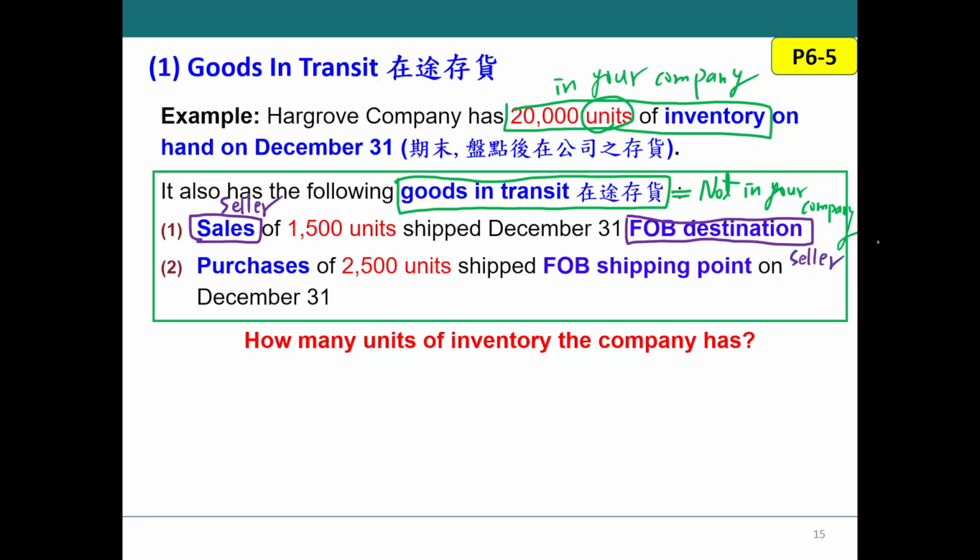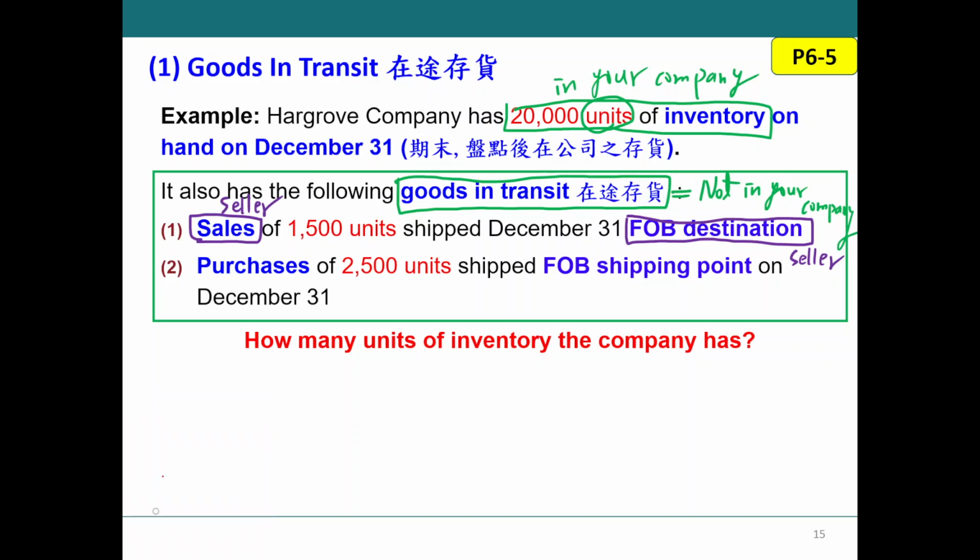Okay? So could you tell me for the first case, do 1,500 units belong to you or not? Yours, right? Why? Because destination told you the two apples belong to sellers. Who are you? You are sellers. So that's yours.